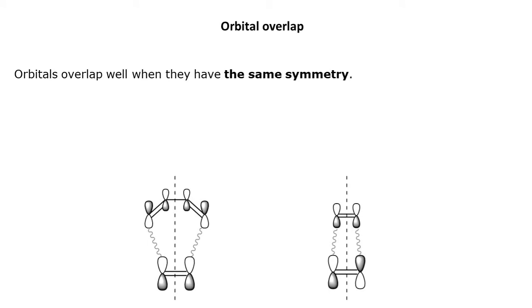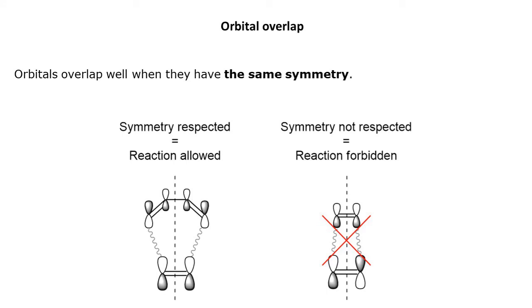Qualitatively, two orbitals overlap well when they have the same symmetry. On the left example, you can see that the orbital of the diene and the orbital of the dienophile are in phase, because they are both symmetric relative to the plane represented by a dashed line. On the right side, however, the orbital of the top ethylene is symmetric, while the orbital of the bottom ethylene is antisymmetric, corresponding to zero overlap. In other words, if the mixing orbitals have the same symmetry, they overlap well and the reaction is allowed. In the opposite case, the reaction is called forbidden.